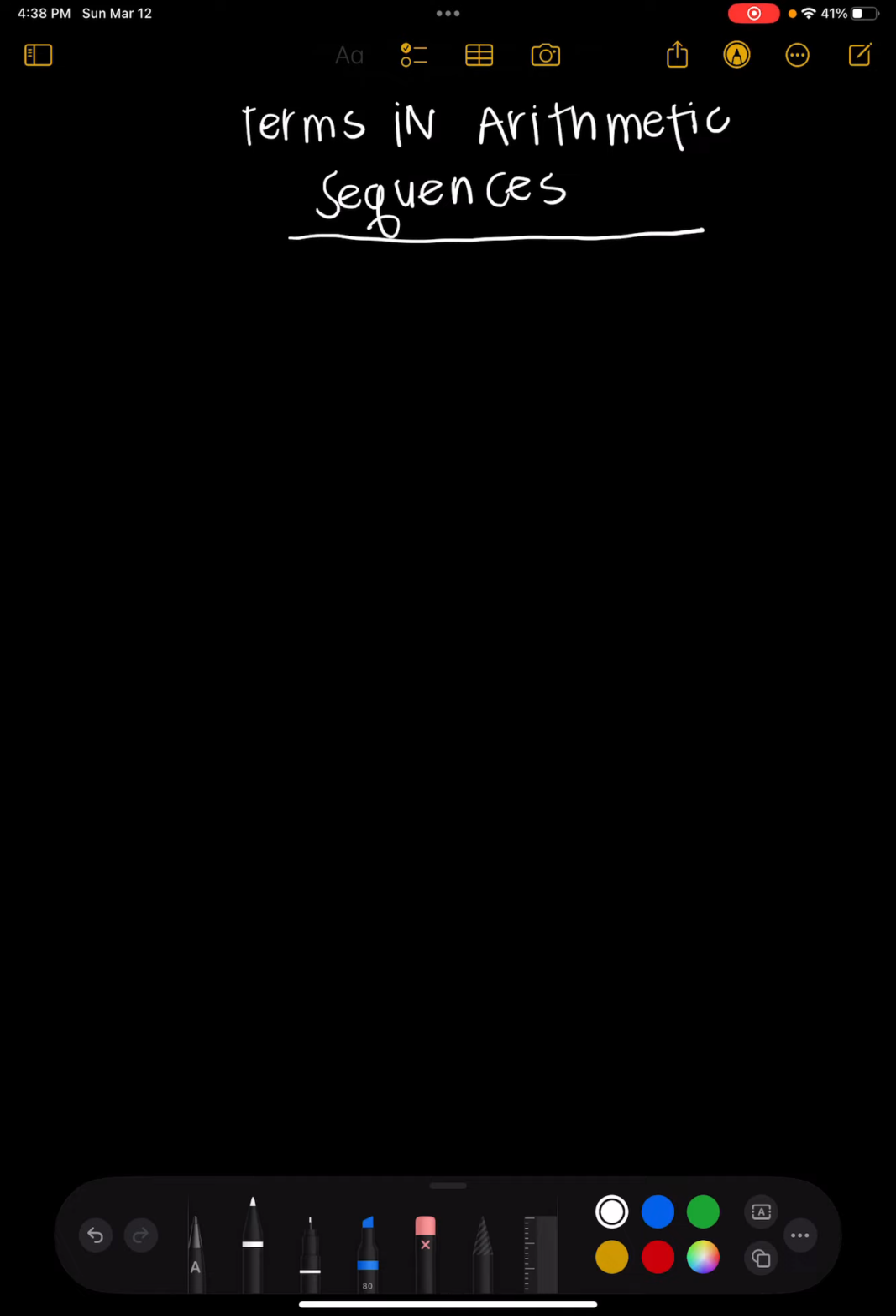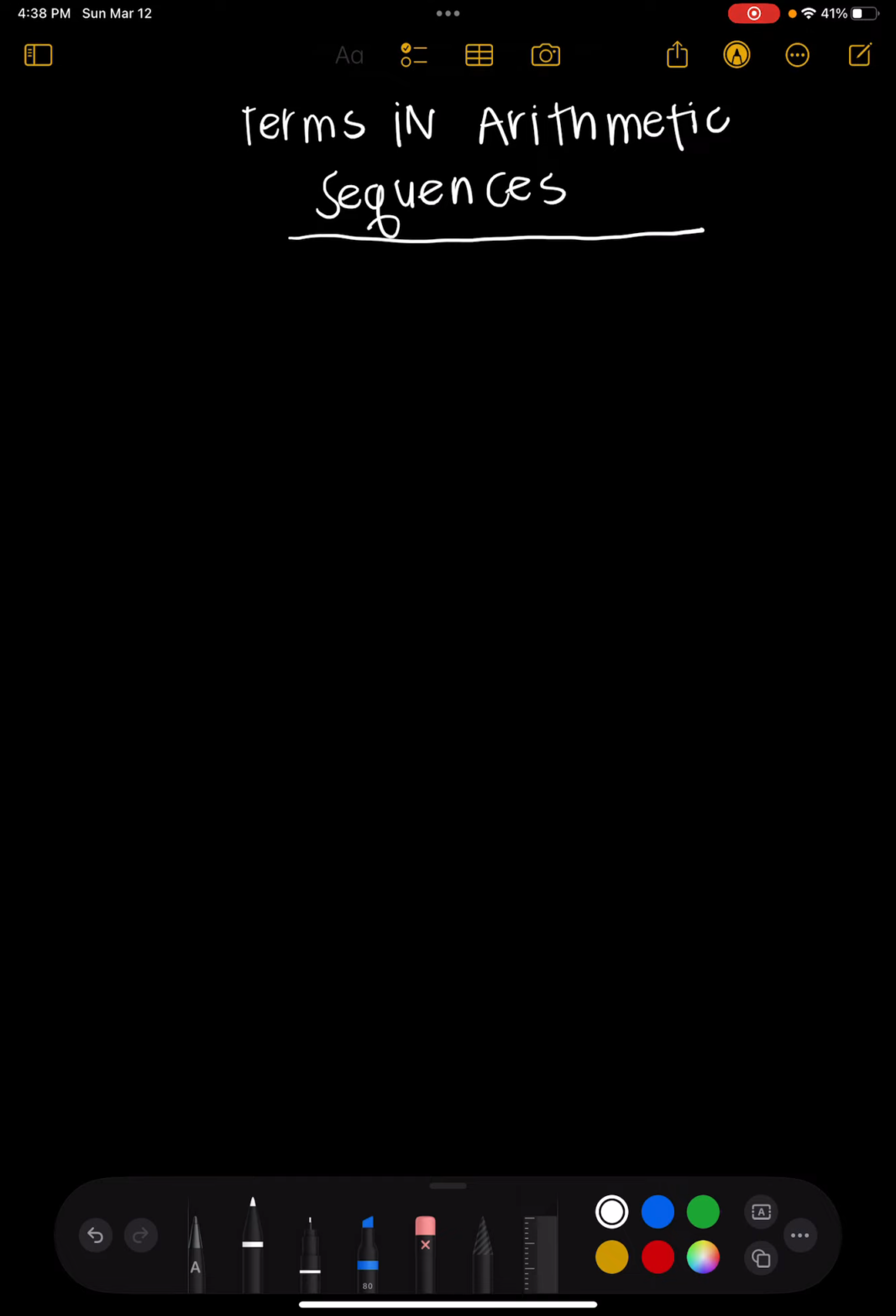Hi everyone, today we're going to be talking about terms and arithmetic sequences. So the first thing we're going to talk about is what is an arithmetic sequence. An arithmetic sequence is just a set of numbers where each time the next number is either adding something to the previous number or subtracting something from the previous number. That's why it's called arithmetic. So arithmetic means adding or subtracting.